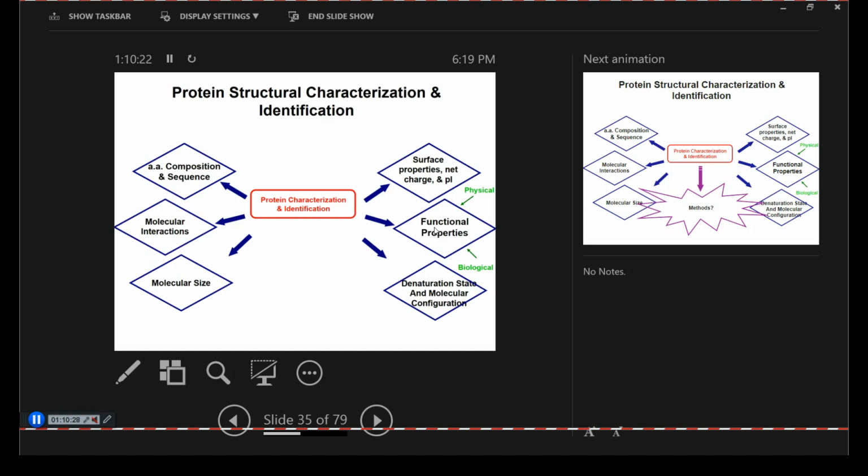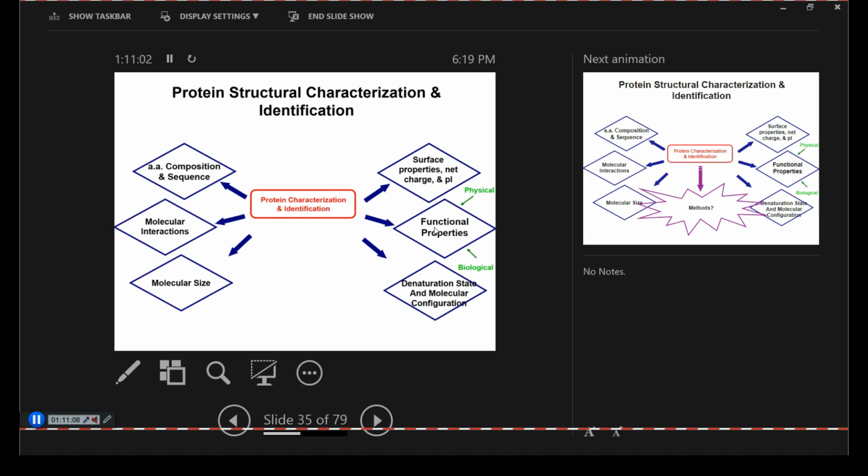Molecular size, not just amino acid composition and sequence. What is the molecular weight of the protein? And how would the molecular weight change if polymerization occurred based on processing? We talked about surface properties and molecular interactions. Are we forming polymers via hydrophobic interactions? Are we forming polymers via disulfide linkages? Are we forming interactions with carbohydrate? What form of interaction is it, covalent or charge-based? What type of interaction is occurring?